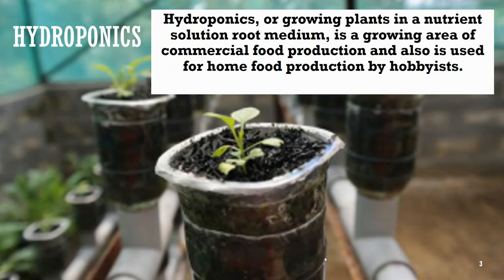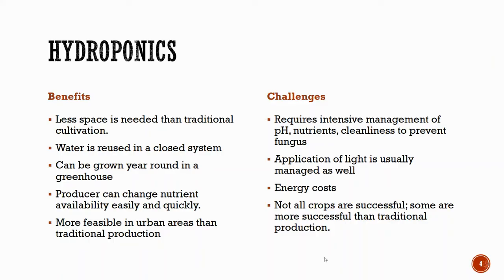Another type of cultivation that we're seeing become a little bit more popular all the time is called hydroponics. Hydroponics is when we grow plants in a nutrient rich solution. They are planted in a root medium, and this can be done in both commercial food production and also home food production. There are again challenges and benefits to this style.